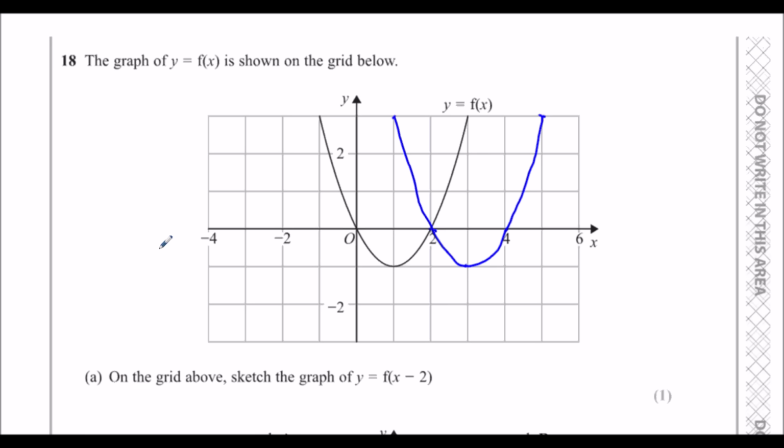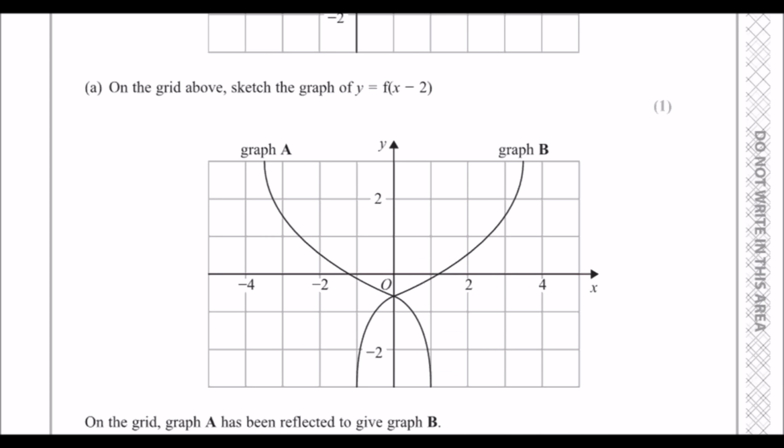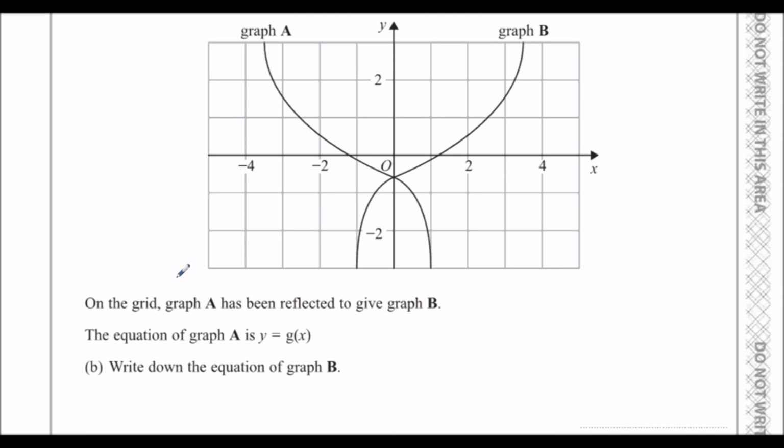And there's our graph. Here's another one. So on the grid, graph A has been reflected to give graph B. The equation of the original graph is y equals g of x. What's the equation of the new graph?